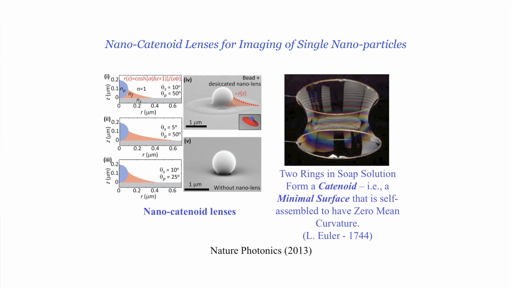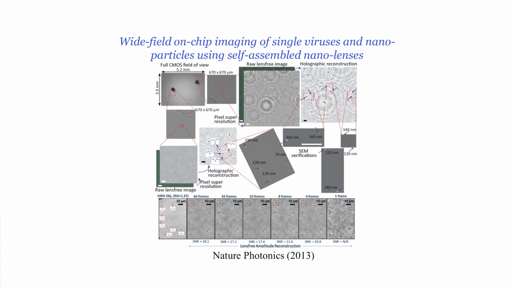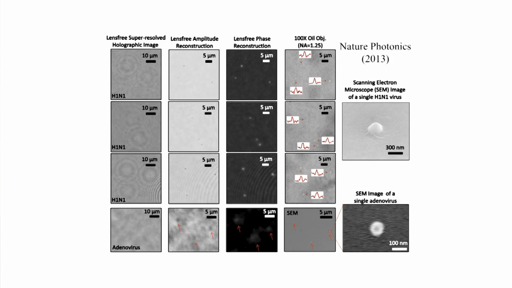If you take 2 rings, dip them into a soap solution, and take them out, you would find this thin membrane of soap self-assembled. This is exactly what you would get by playing with soap and some rings. This functional form here is a catenoid. It's a minimal surface, and it's exactly what is happening at the nanoscale around individual nanoparticles here. If you cut this in half, that shape self-assembles around a nanoparticle so that we can visualize across a very large field of view. These are some examples where you're looking at H1N1 particles, individual particles, being reconstructed across a very large field of view.